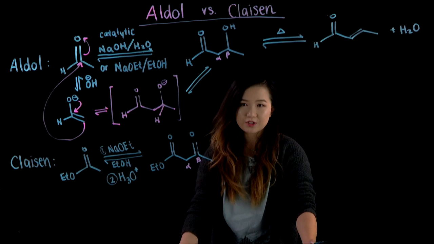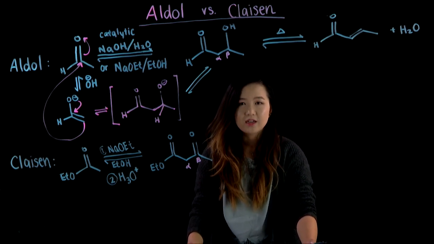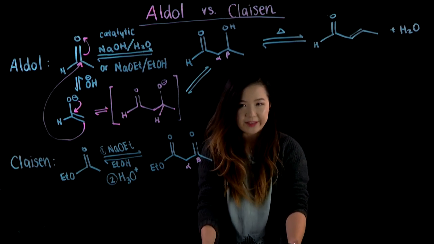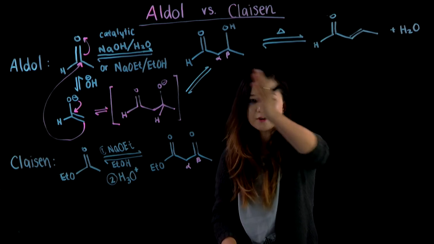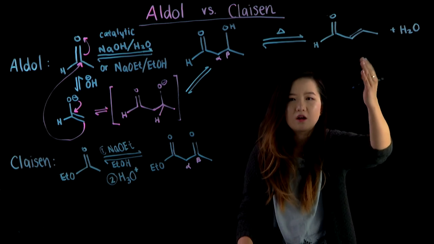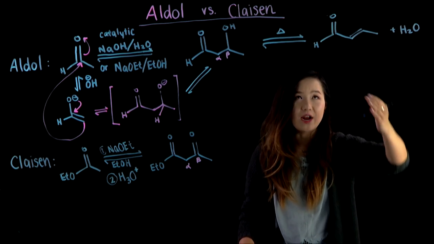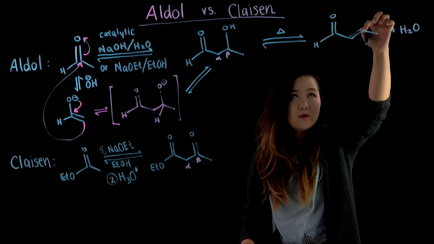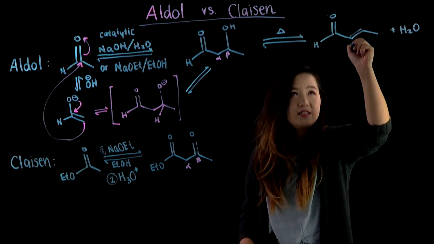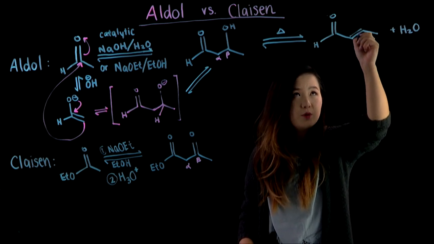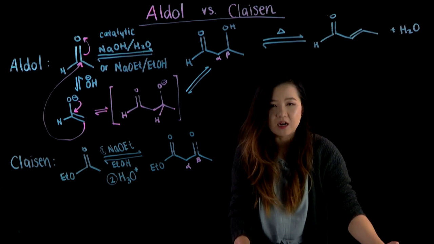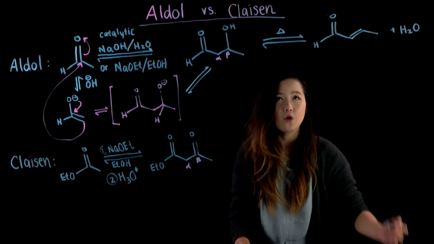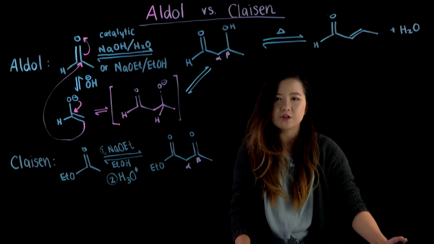Now, another distinguishing factor about the aldol reaction is actually what else you can do with it. So if I applied heat to this reaction right here, then I will form something called an aldol condensation, where I get rid of the OH over here, and instead I form this double bond right here. And that is called the alpha-beta unsaturated aldehyde, or if this was a ketone, it would be a ketone.